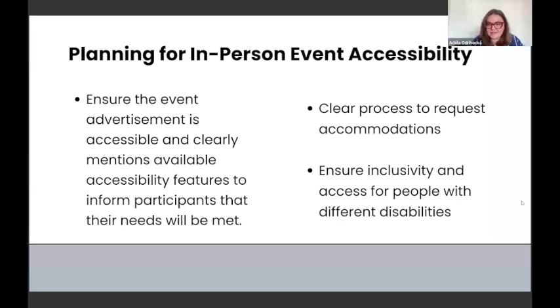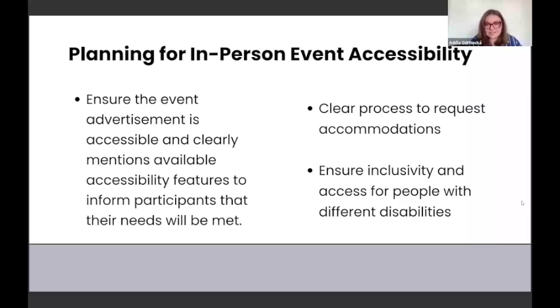It starts by thinking about accessibility features you need so everyone feels welcomed and has their needs met. You also need to make sure that the process to request accommodations for the event for participants is clear, smooth, and not stressful. And last but not least, very important, the way you advertise your event will influence if people will decide to participate or not.